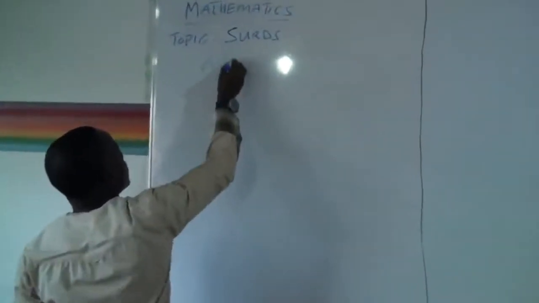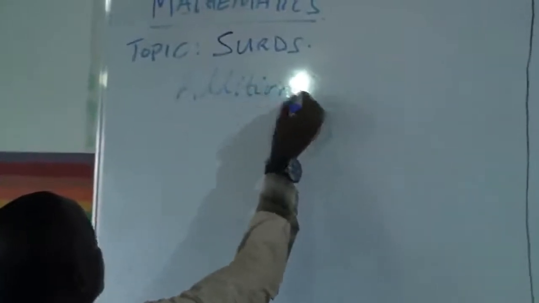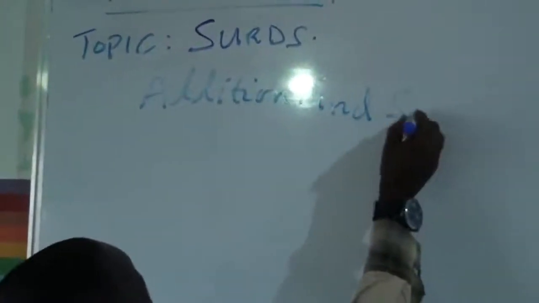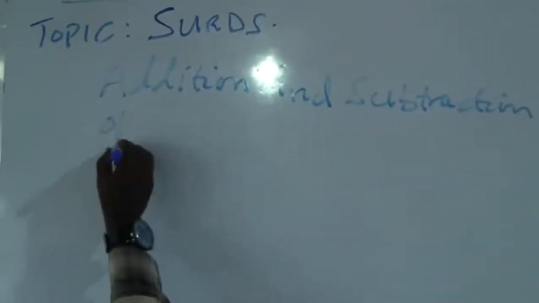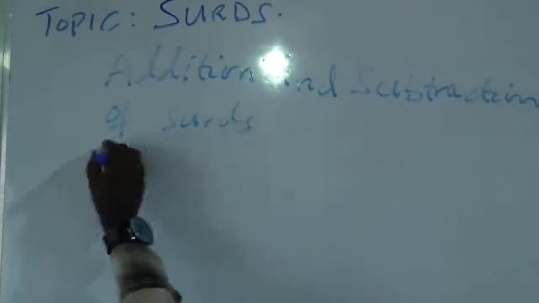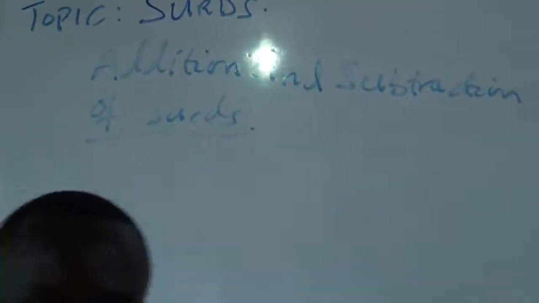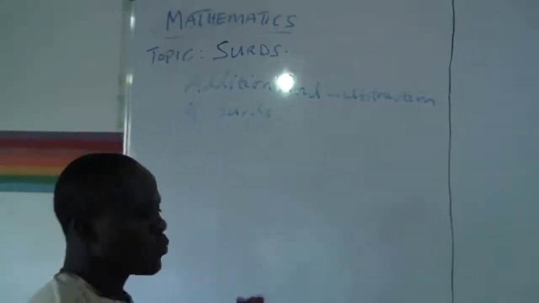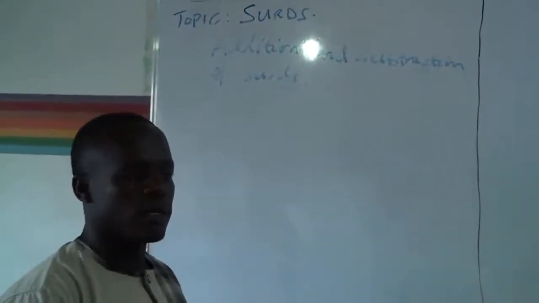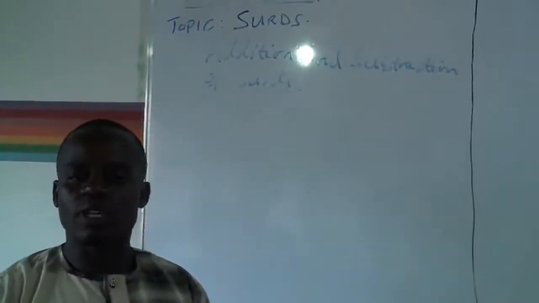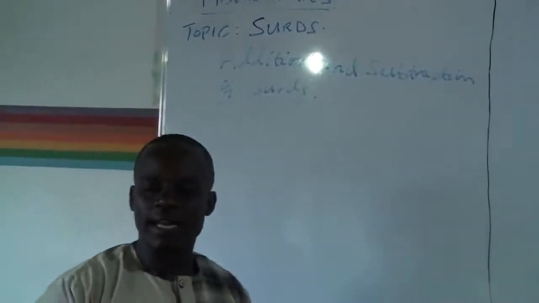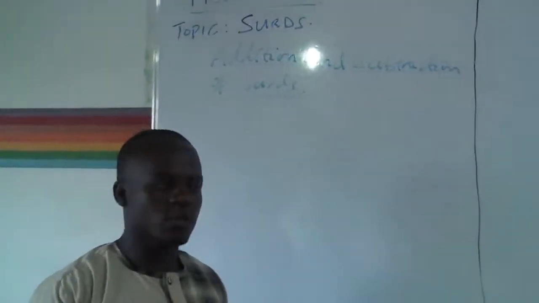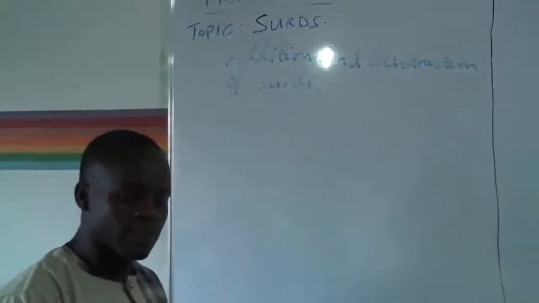So we have addition and subtraction of surds. That is, we are now taking the arithmetic operation concerning surds. Now, how do we add or subtract surds? In adding and subtracting surds, we only add similar surds, just like we add like terms in algebraic expressions. And we can also subtract similar surds.